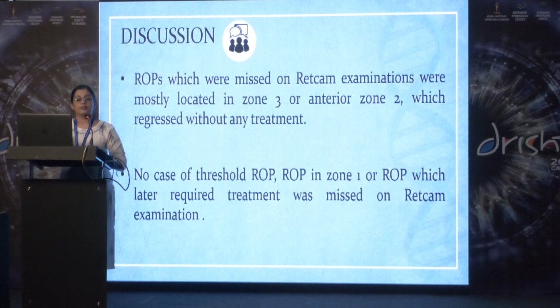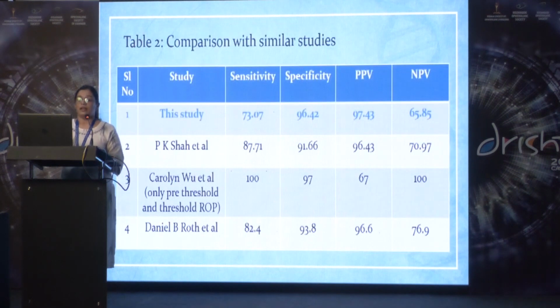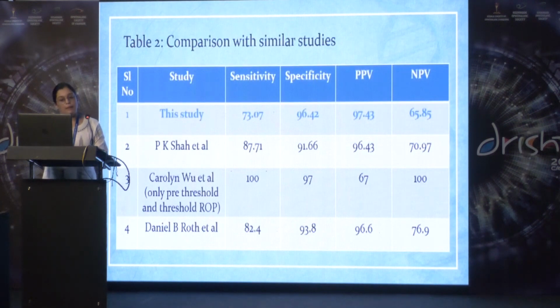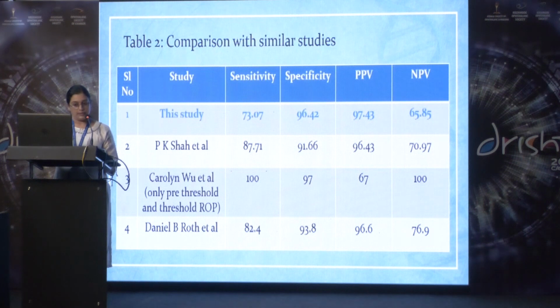Coming to discussion, the ROPs which were missed on RETCAM examination were mostly located in zone 3 or anterior zone 2, which regressed without any treatment. No case of threshold ROP or ROP in zone 1, or ROP which later required treatment, was missed on RETCAM examination. This table compares the study with other similar studies, and here we can see that the values obtained from this study are almost in agreement with the values obtained by other studies.